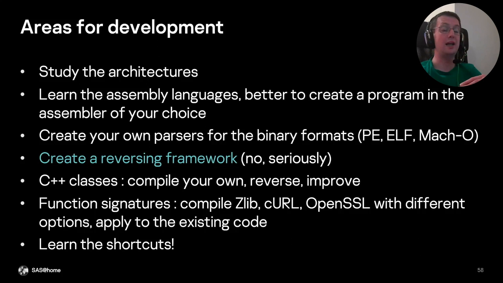Then there is a huge area that is C++ classes. They are very hard to analyze. You have to recreate a lot of structures or create tools to recreate the structures. And then there are function signatures. There are FLIRT signatures for IDA or, well, Function ID in Ghidra. So to make the tools recognize well-known libraries, you need to compile these libraries with a very precise understanding of what the compile options are. And you need a lot of practice with that. So this is something definitely to try.